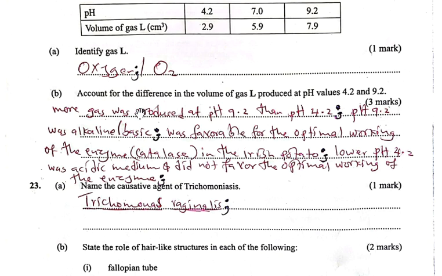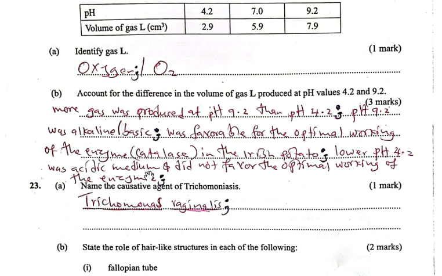Let's look at it. More gas was produced at pH of 9.2 than pH of 4.2. pH 9.2 was alkaline or basic and was favorable for optimal working of the enzyme catalase in the Irish potato. And lower pH of 4.2 was acidic medium and did not favor optimal working of the enzyme.